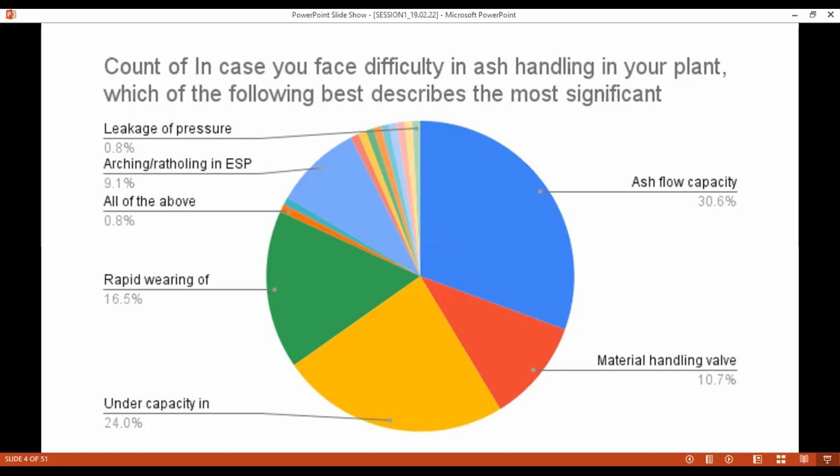Some of you have said wear issues. Another very important issue is arching and rat holing of the ESP hopper. So about two-thirds of the participants, in some way or the other, are affected by low capacity issues of the ash handling systems. And the rest are other maintenance, wear issues, etc. We are going to address all these issues. Myself, Dr. Ripich, and Mr. Paul, three of us in our respective domains, are going to try our best to address those issues to your satisfaction.